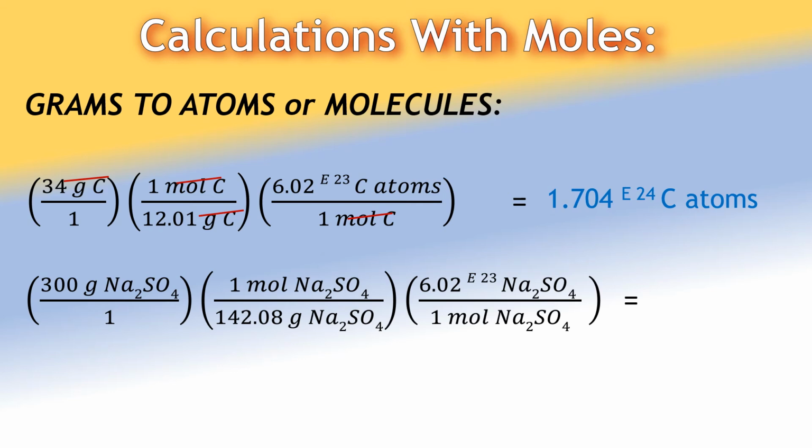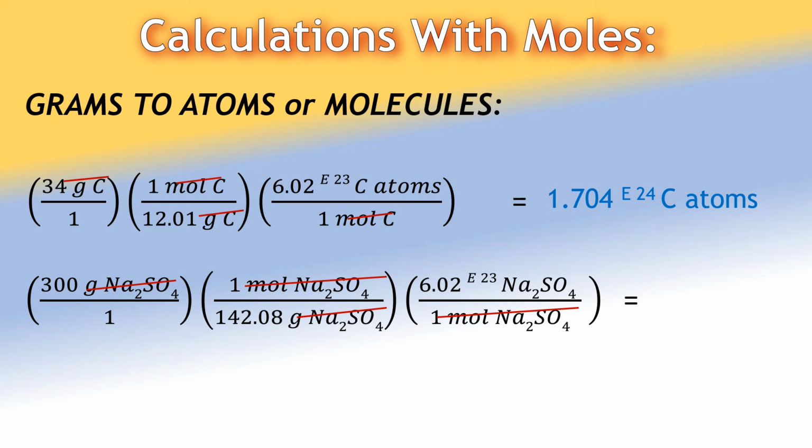And then, hey, look at the end. The conversion factor is the same because we're just trying to get it into moles. And so 1 mole on the bottom and 6.02 times 10 to the 23rd on the top. And now we're ready to do cancellation. Grams of sodium sulfate cancel. Moles of sodium sulfate cancel.